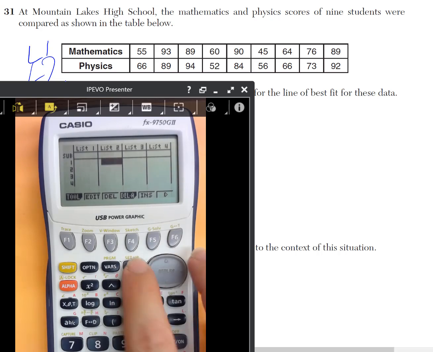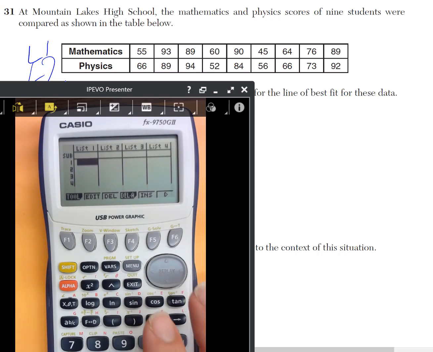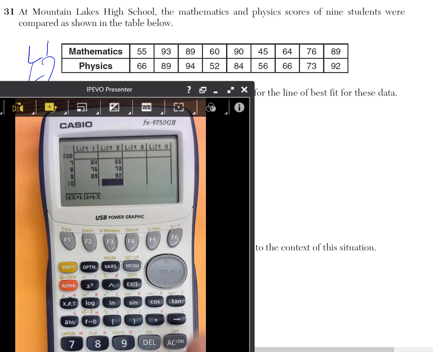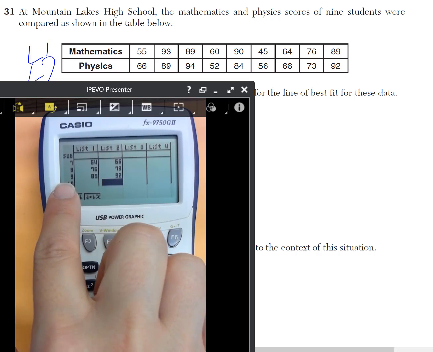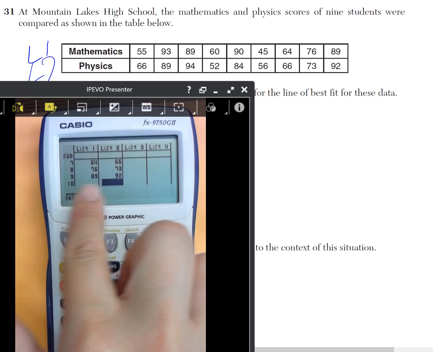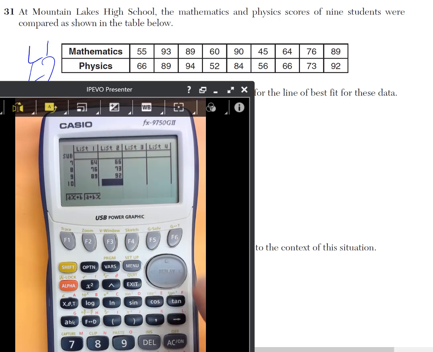Okay. So then in the first list, we want to enter in the data for mathematics. You do that by entering the number and hitting execute. I've entered in the data. You want to make sure that the two columns have an equal number of elements, otherwise you're going to get a mistake when you try and calculate it.